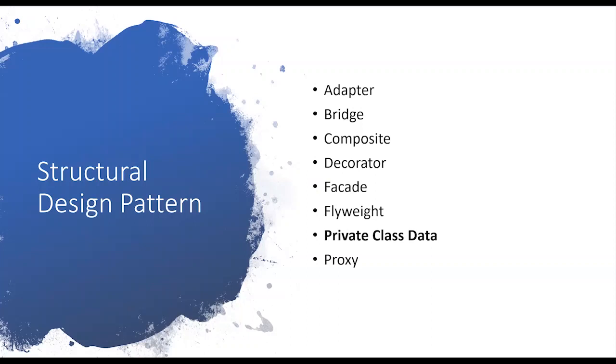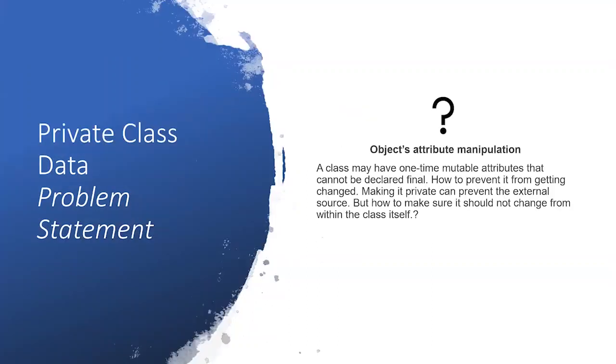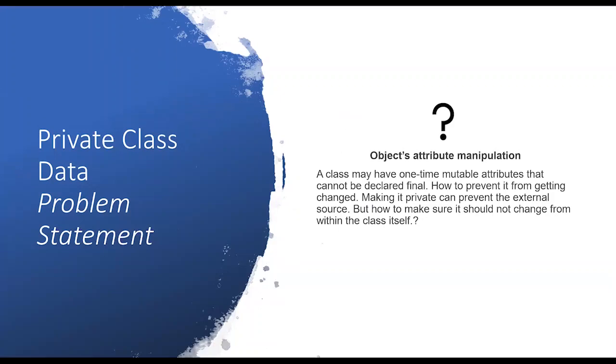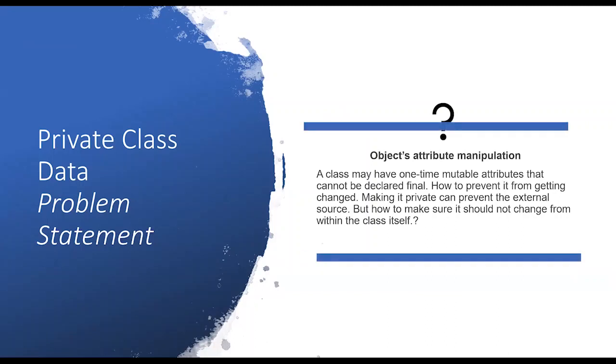This time we will be looking at our next structural design pattern from our list, which is the private class data pattern. First of all, let's try to understand the problem statement in which this can be used. There are situations when a class may want to deny the accessibility of attributes to prevent them from getting manipulated. This is the problem statement which we are trying to solve.